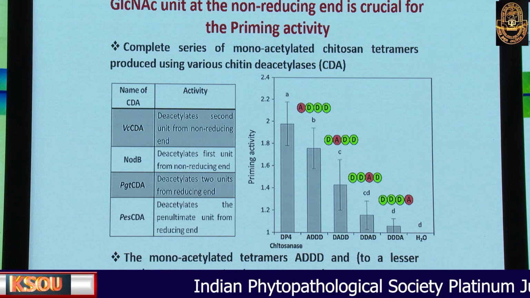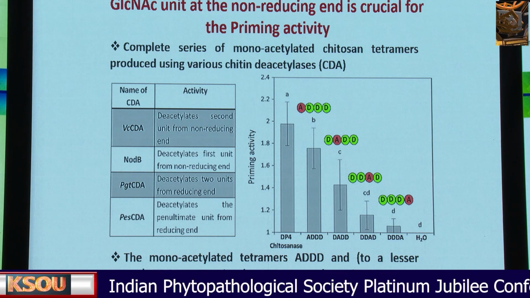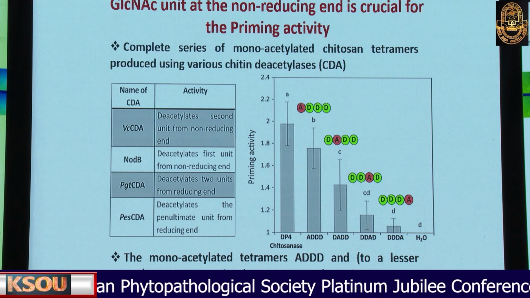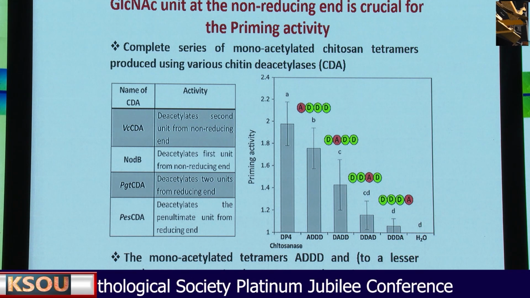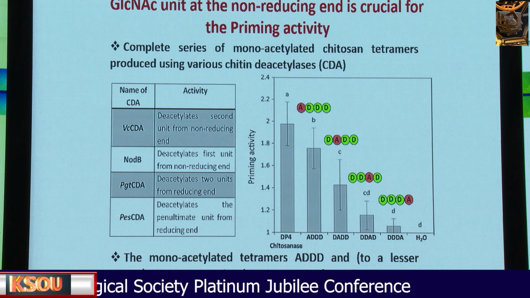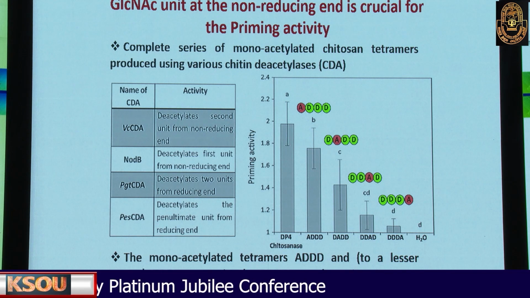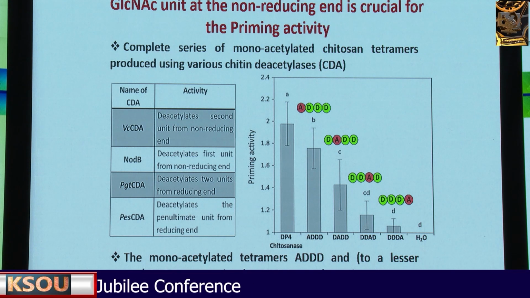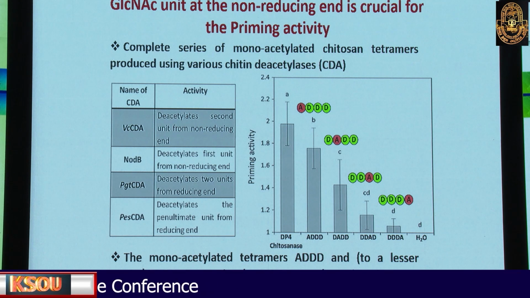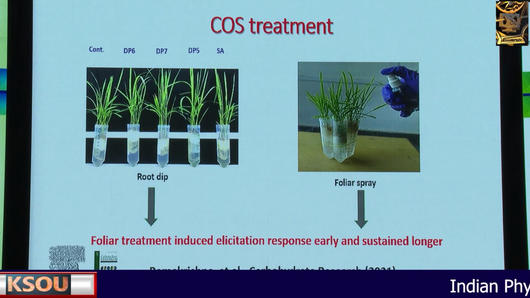Now you see the one which has the acetylated residue at the non-reducing end has the highest priming activity, whereas the other ones with it at the reducing end have much less activity. This clearly demonstrates that the pattern of acetylation on the molecule is also very important in inducing biological activity. That's what we have shown in this particular paper, and this is a continuation of the same thing for the results.